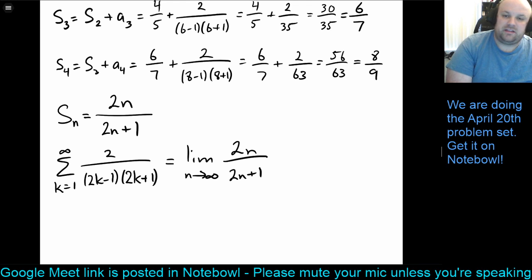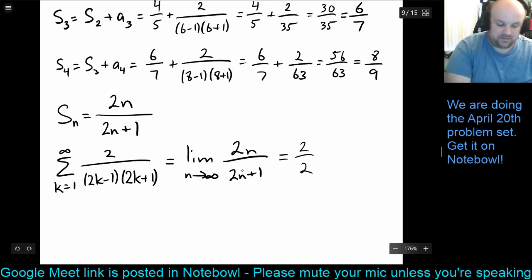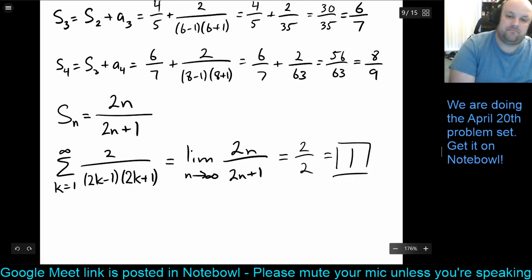But now that we have that, there's not really any fancy math going on anymore. This is just a simple limit. Take the ratio of the top and the bottom coefficients, because they both have degree 1. And so this series adds up to 1. So either that limit's going to exist and the series will converge to this number, or this limit won't exist and the series will diverge.